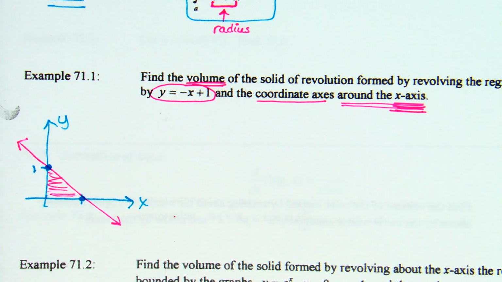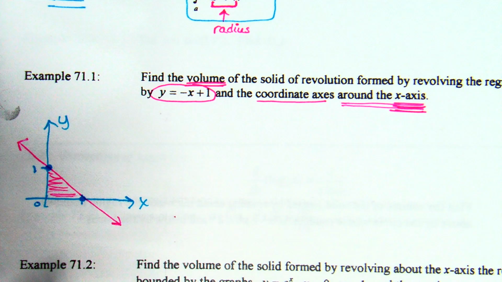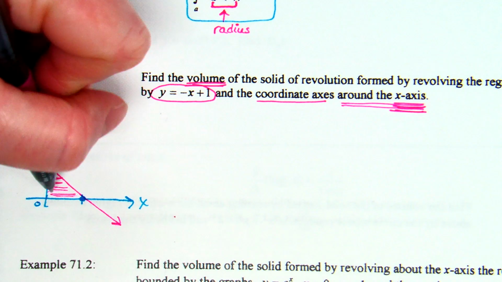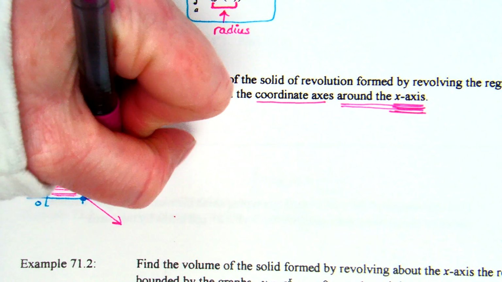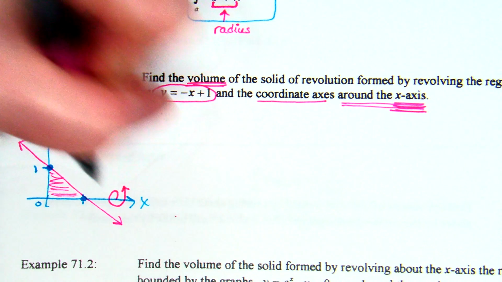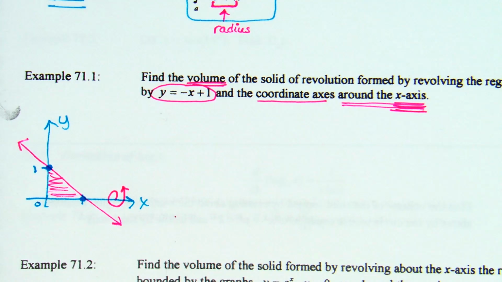We could integrate. But this wants volume as we revolve this around the x-axis. So that means we're going to take this triangular shape and revolve it around the x-axis. I always draw that little swirly thing. It just reminds me which axis I'm revolving around, because that will not always be the same.